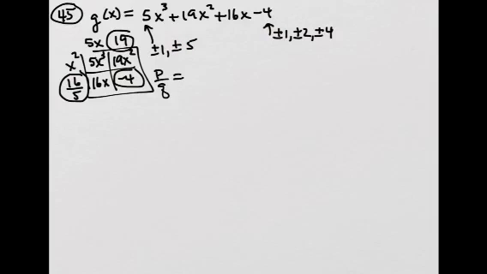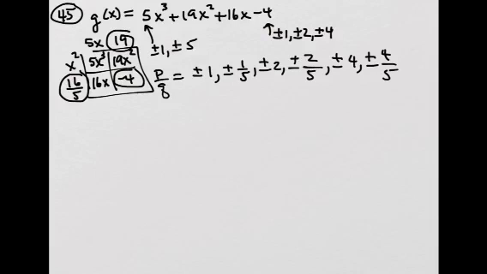So that would be plus, minus 1 over 1, which is 1. And then plus, minus 1/5. And then 2 over 1 is 2. And then 2 over 5. Oops, that looks like a 3 almost. So 2 over 5. And plus, minus 4 over 1, so that's 4. And then 4 over 5. So these are the numbers I'm going to choose from for synthetic division.